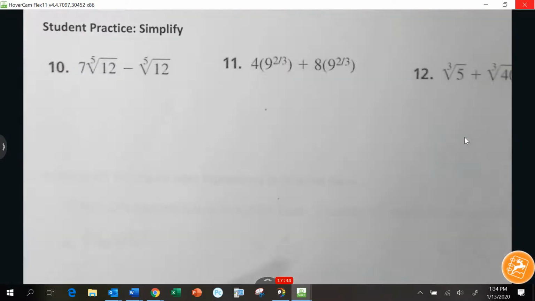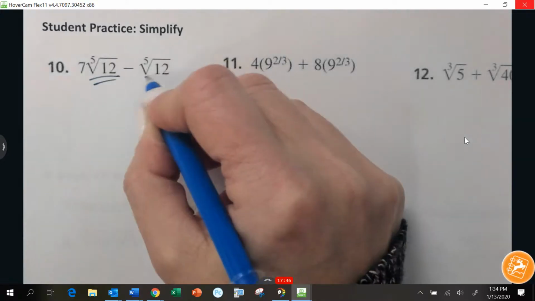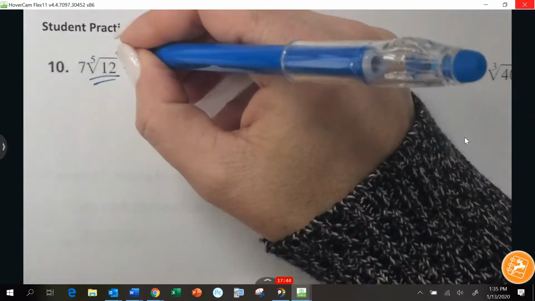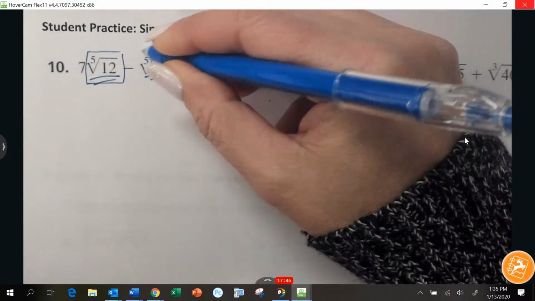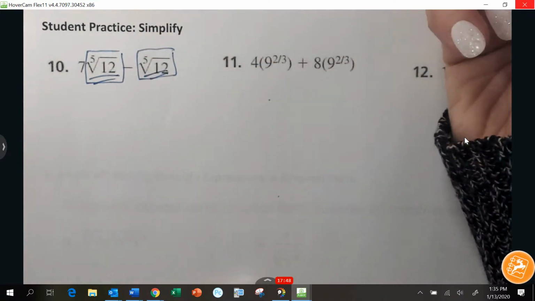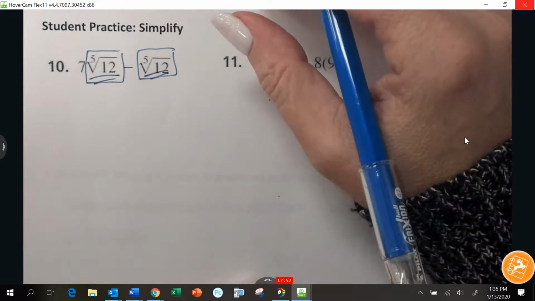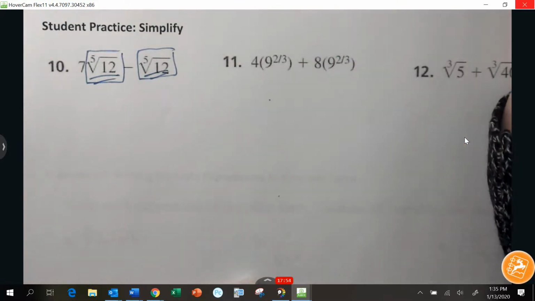So number 10, are they like roots? Sorry, Rachel, you had a question. Then they're not the same. In order for these to be like terms, the index and the stuff underneath the radical, everything has to be the same to be like terms. The little 5 is the index.